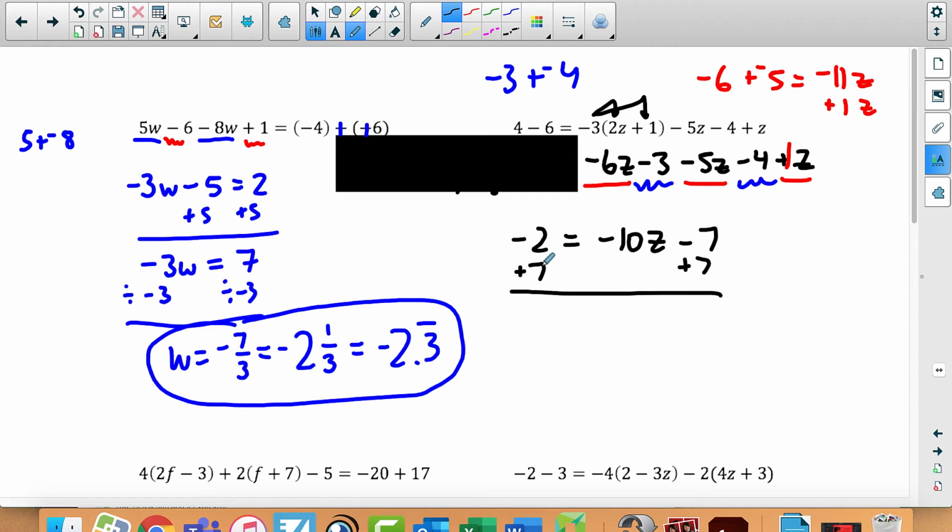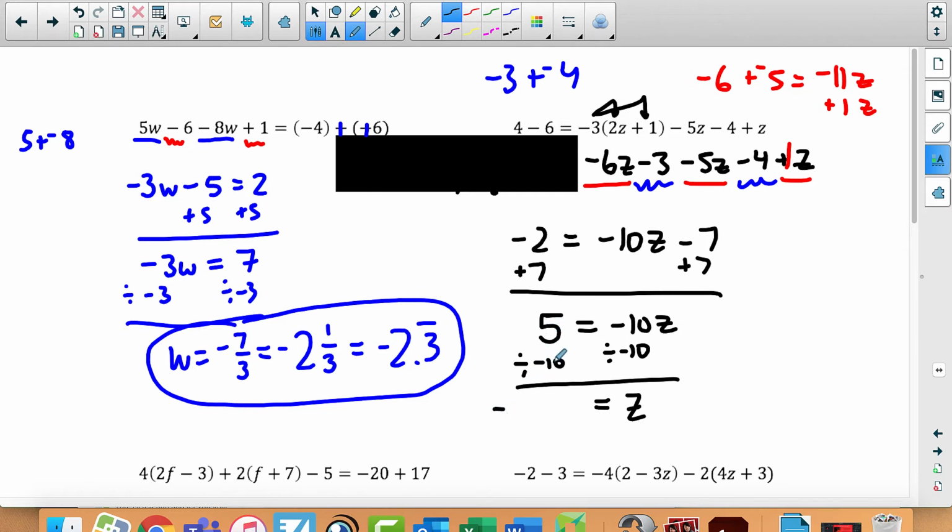Negative 2 plus 7. I have more positives than negatives, so it's going to be positive, and 7 is 5 more than 2. And on this side, I still have the negative 10z. This is negative 10 times z, so I do the opposite. I divide. Make sure you divide by exactly the same thing so it cancels. And on this side it cancels, you just get z. On this side, you have a positive divided by negative, which is negative.